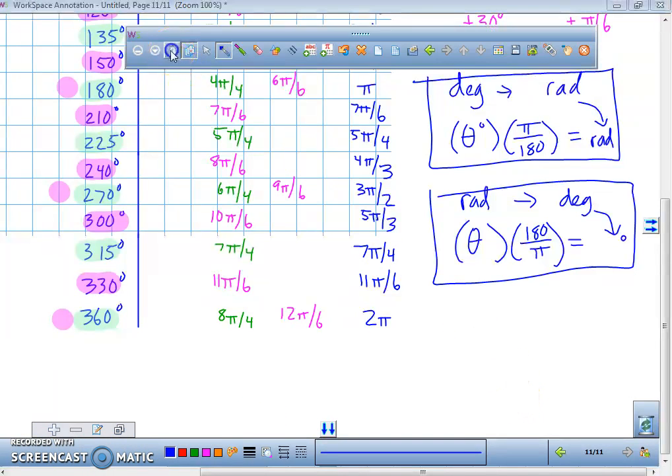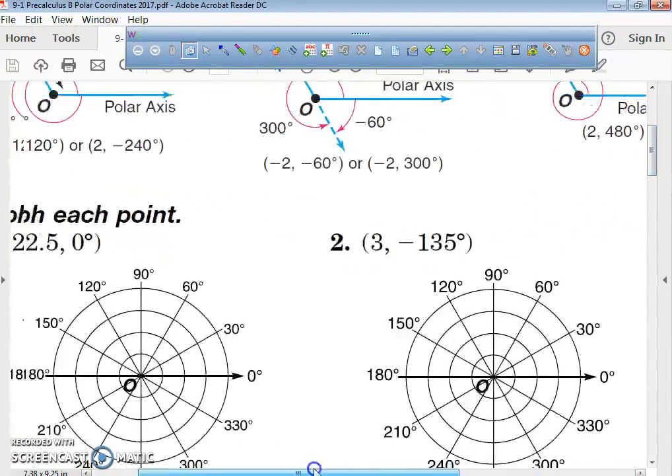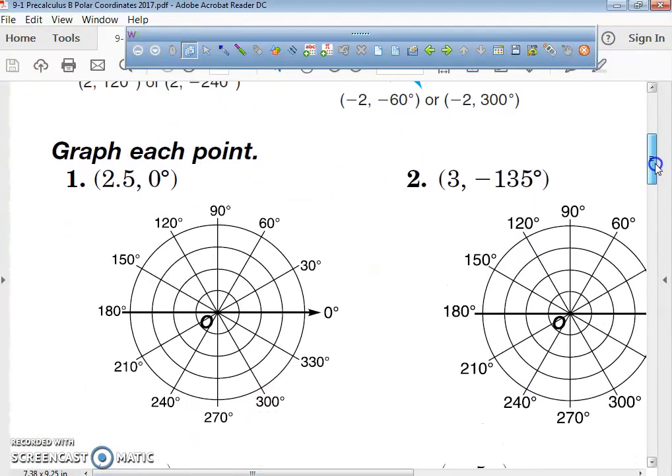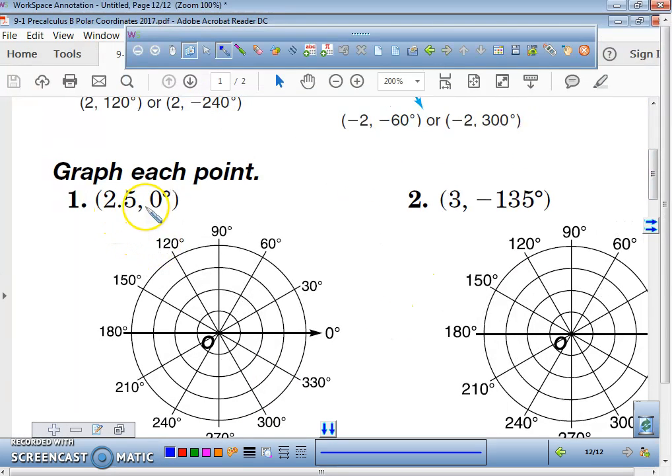All right, now it's time to actually do the assignments. We're going to do some problems together and show you how easy this is. So right now, it says 2.5 comma 0 degrees. This is theta. So how do I plot this point?